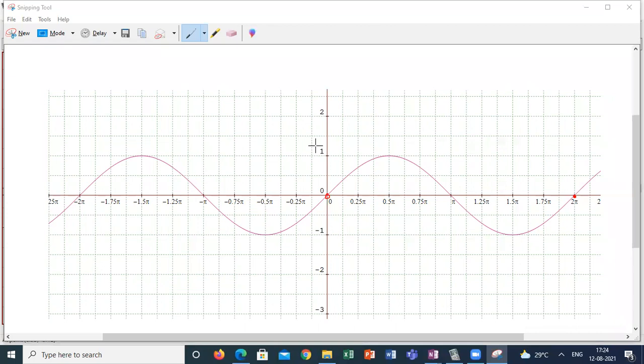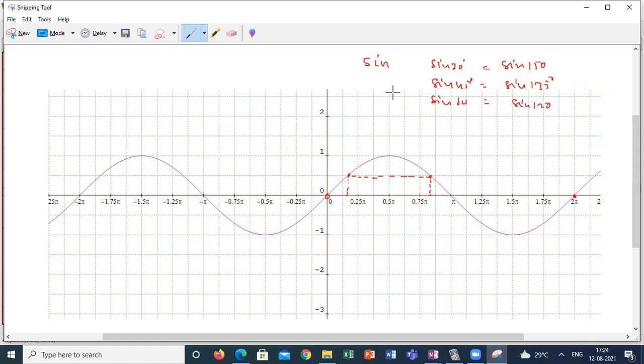Guys, suppose I am taking 0 to 180 for sine, the values are repeating. See here, if I am taking some angle, the same value is repeating here. Suppose if I am taking sine 30, it is exactly equal to sine 150. Check it. If I am taking sine 45, it is exactly equal to sine 135. If I am taking sine 60, it is exactly equal to sine 120. So within 0 to 2 pi, the values are repeating. There are no unique values for each and every angle.